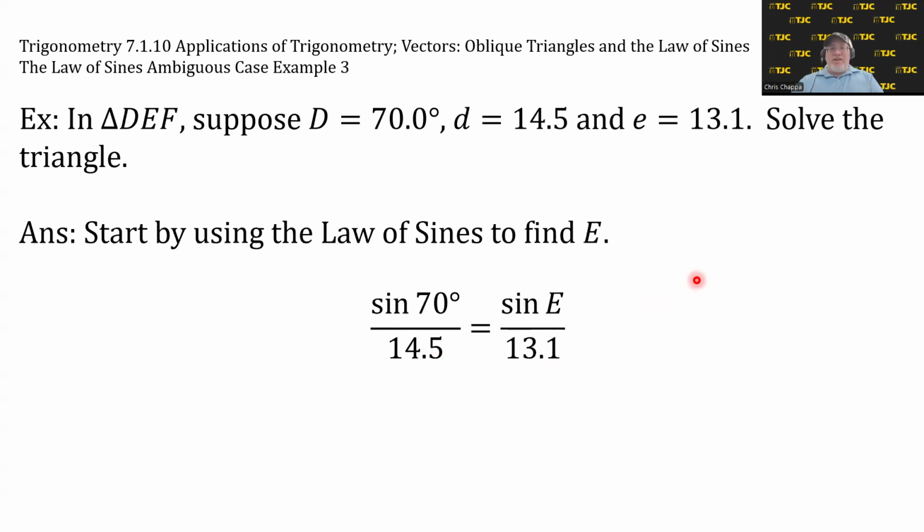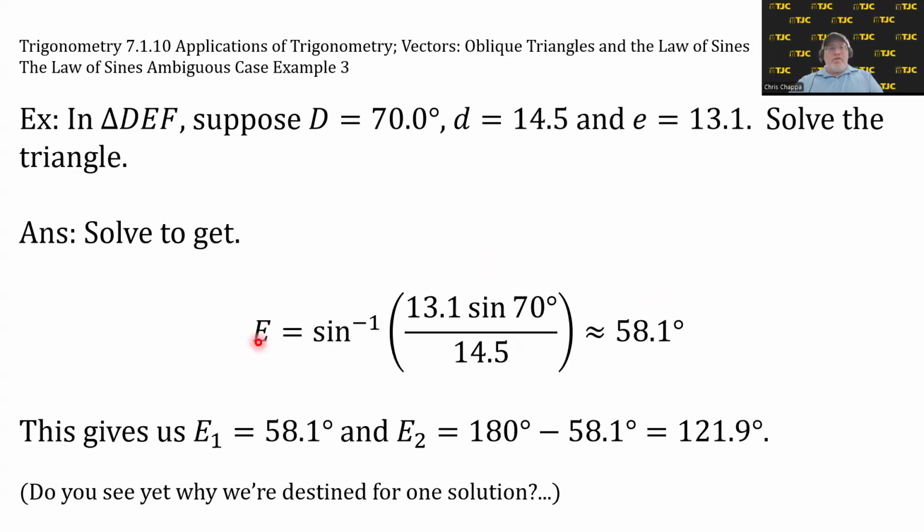If we solve this for E, we would multiply by 13.1 and take inverse sine. So we would get E as sine inverse of 13.1 times sine of 70 degrees over 14.5. And if you carefully put this into a calculator, you should get 58.1 degrees.